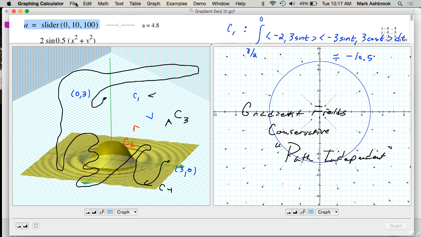No. Okay, I'll show you an example of gravity as a conservative vector field. So we'll start with that example on Thursday.